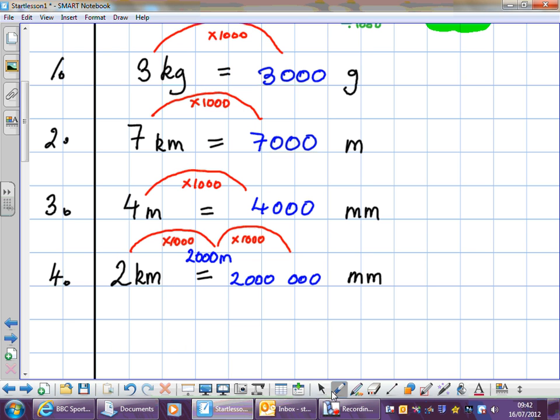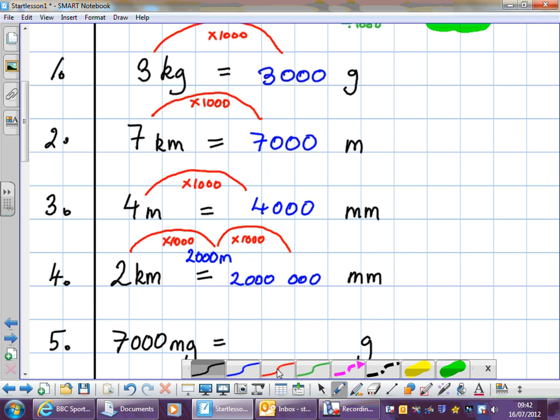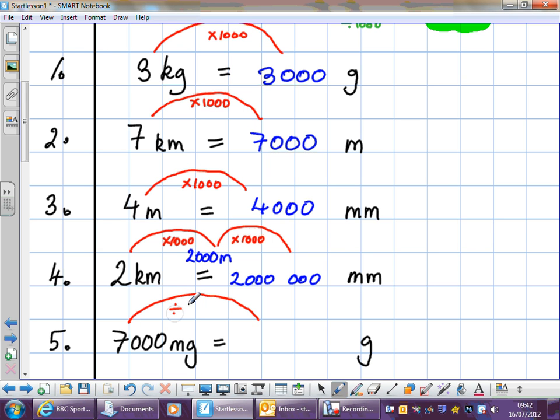Now, the last example, what about if I'm going the opposite direction? I have the smaller units. Here we are, 7,000 milligrams. How many grams is that? Well, I'm going from smaller to larger, so I divide by 1,000. Remember, the simplest way of doing that is to cross off the zeros to give us 7 grams.